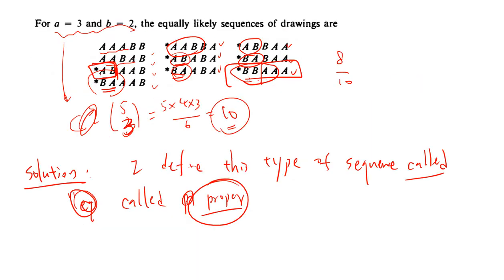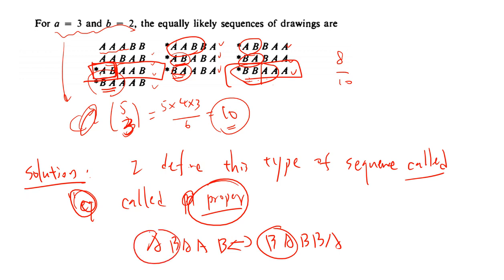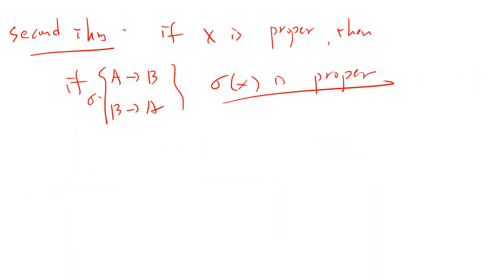Okay, so we can go back to our example and check that. Suppose this is proper, like A, B, A, A, B, which is proper. If I make a change, it becomes B, A, B, B, A. So this is proper, right? This is also proper. So if I change this one, it becomes proper. This one becomes B, B, A, A, B, which is also proper. So you can say that sigma x is proper. Okay. So now we have an answer.